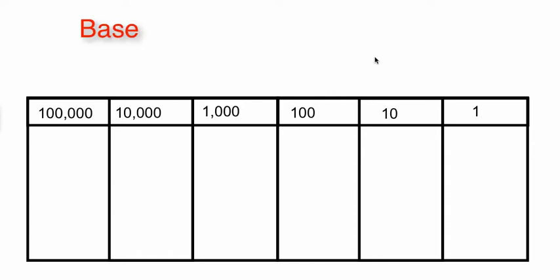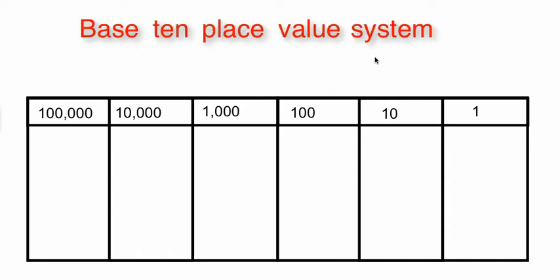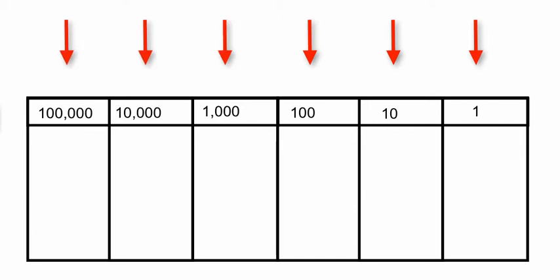This is the base 10 place value system. What we're looking at here is a place value chart. You have the ones place, tens place, hundreds place, thousands place, 10,000s place, and 100,000s place. So let me show you how this works. I'm going to count for you.